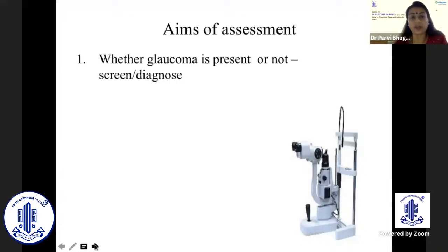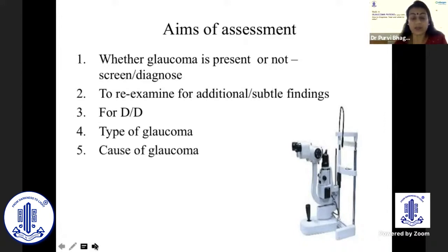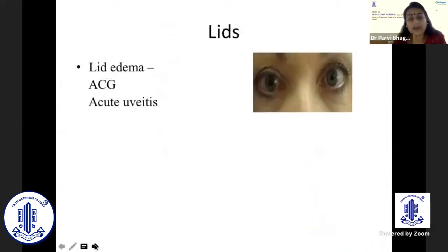It could be, of course, only to see whether glaucoma is present or not for screening or diagnosis, to re-examine a case for any additional or subtle findings which you could have missed and you want to decide whether to start treatment or not, for a differential diagnosis, to stamp the type of glaucoma that the patient has, what is the probable pathophysiology and the etiology of glaucoma, to see the degree of damage, to plan your management, and of course, after you have started management, again to reevaluate your treatment. So coming structure by structure, what are the different diagnoses that your slit lamp evaluation can tell you?